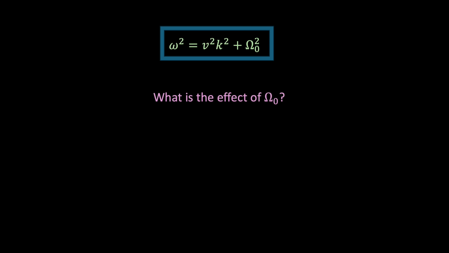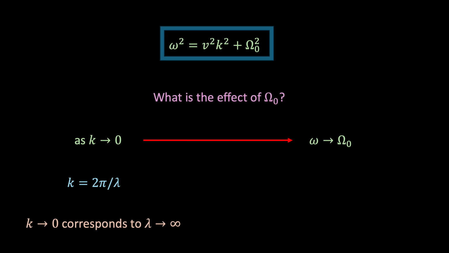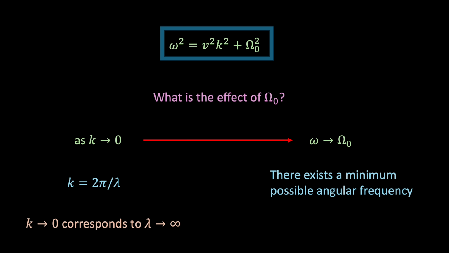Well, to answer that question, we see that as the wave number reduces to zero, the angular frequency does not reduce to zero as before, but rather reduces to omega naught. Now, if you recall, since the wave number k equals 2 pi over lambda, we see that k approaching zero is equivalent to the wavelength becoming very long. And we see that in this limit, there exists a minimum angular frequency which is non-zero, and this in turn means that there is a minimum oscillation frequency equal to omega naught divided by 2 pi.